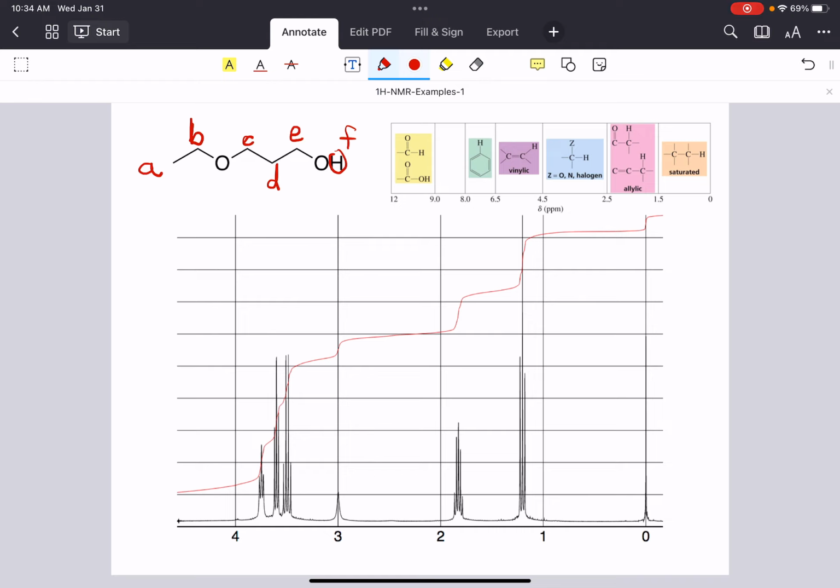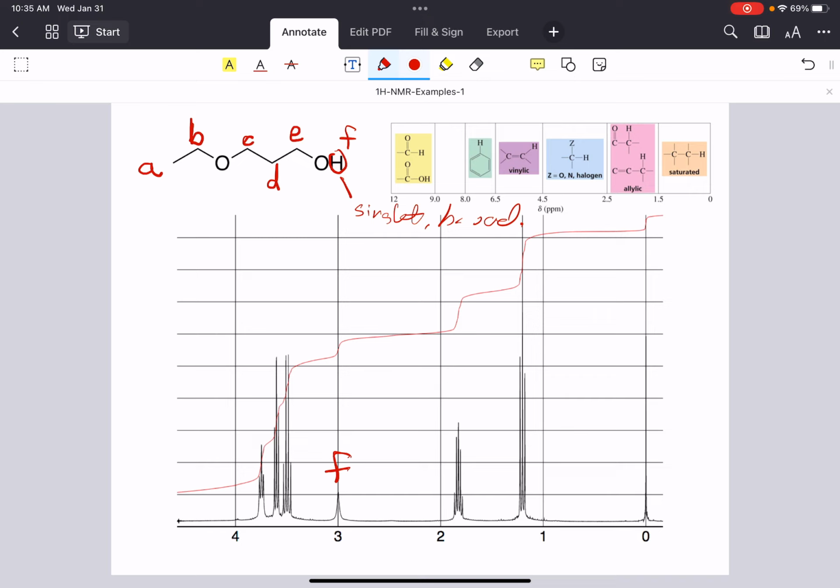So if we want to start making assignments, again, we're going to clue into the fact that hydrogen on OH is exchangeable. It's always going to be a singlet. Typically it will be broad because oxygen can exchange and engage in hydrogen bonding and all sorts of things in solution. And so the singlet here right at 3, that's going to correspond to F, broad singlet at 3. So I can take that one off the list.